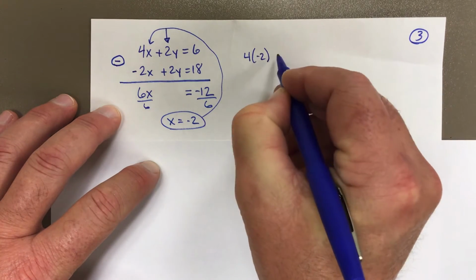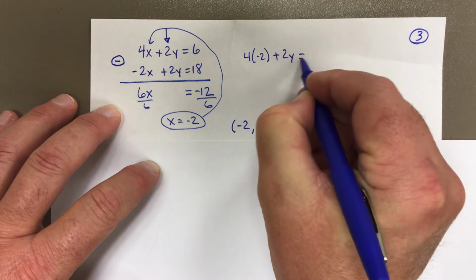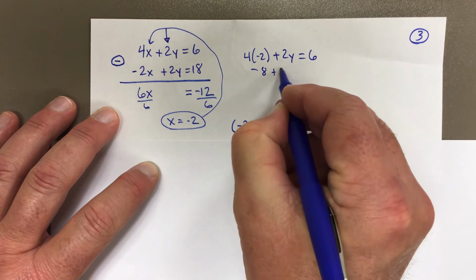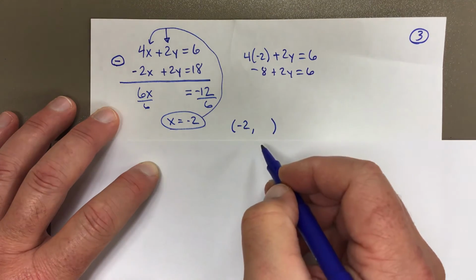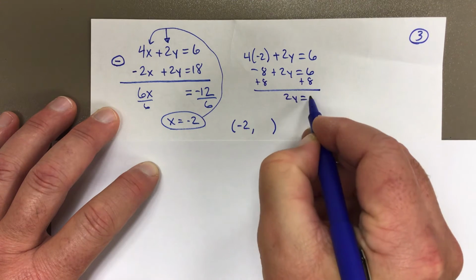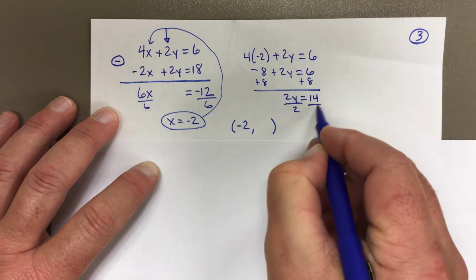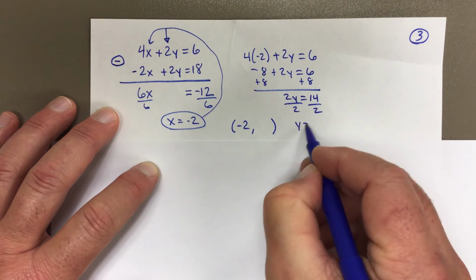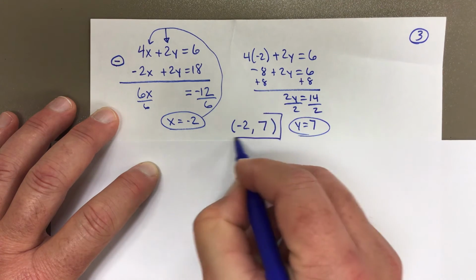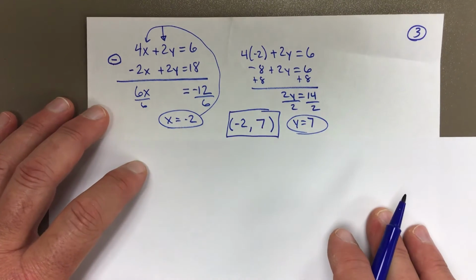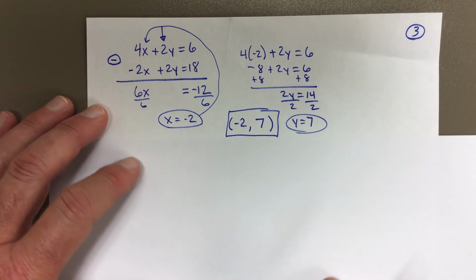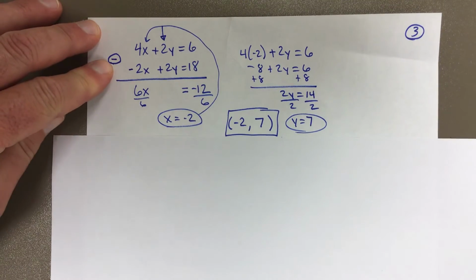4 times -2 plus 2y is equal to 6. This is -8 plus 2y is equal to 6. So I'm going to add 8. I'm going to get 2y is equal to 14. Divide by 2, I'm going to get 7. So y is 7. So there's my answer. The point -2, 7. That's where these two lines cross. All right, cool. Let's keep moving right along here.